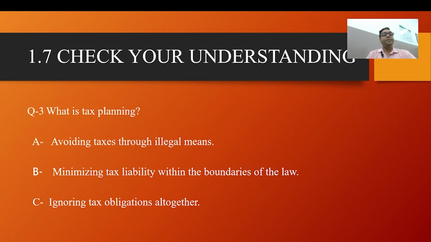Now question number 3. What is tax planning? First, avoiding tax through illegal means. Second, minimizing tax liability within the boundaries of law. And third, ignoring tax obligation altogether. I think the right answer is minimizing tax liabilities within the boundaries of the law, because tax planning is a legal process. Tax avoidance and tax planning are both legal processes. I think B is the right answer.